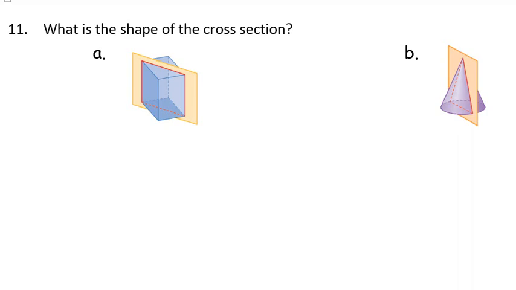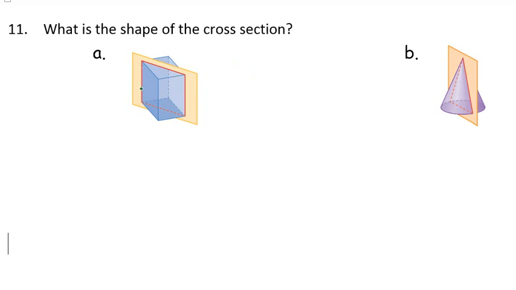Number 11, what is the shape of a cross section? So the cross section, what that means is if we were to slice our polyhedron with a plane, so if you were to slice this here, insert this plane, and then you basically took your shape apart right there, what shape would that make? The intersection of the plane and your polyhedron.